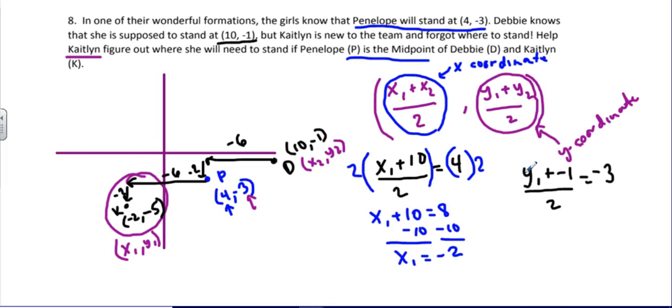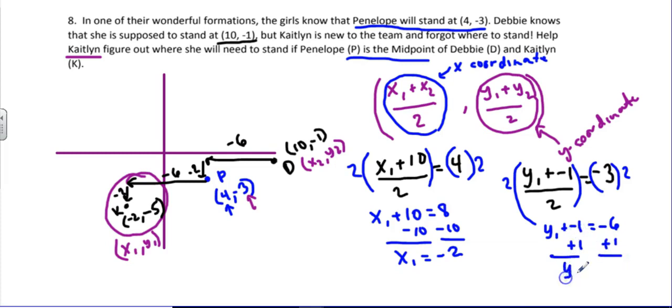For y sub 1, I'm going to start by multiplying by 2 on both sides of the equation. And I get y sub 1 plus -1 equals -6. And then I'm going to subtract a -1. In other words, I'm going to add 1 to both sides of the equation. Since I am subtracting a negative, it's the same thing as adding. And I find that y sub 1 equals -5, which is consistent with what we had earlier.